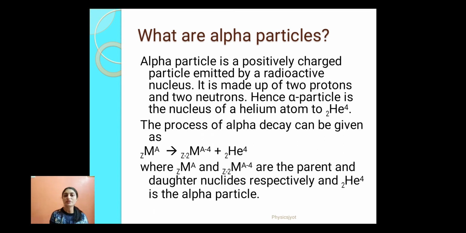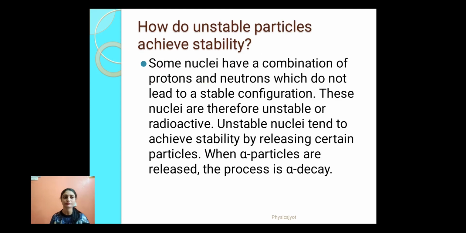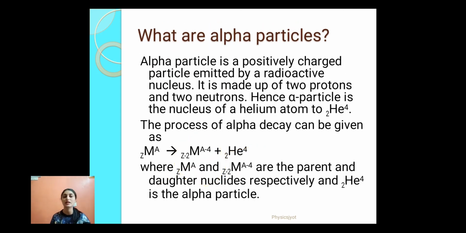Now let us talk about alpha particles. Alpha particles are positively charged particles emitted by a radioactive nucleus. It is nothing but the helium nucleus, so it has two protons and two neutrons. The process of alpha decay can be written as: we have a parent atom M with atomic number Z and atomic mass number A. Then that gives us a daughter nucleus with charge less by 2 units and atomic mass number less by 4 units, and an alpha particle. So a parent nucleus emits an alpha particle and gives a daughter nucleus.